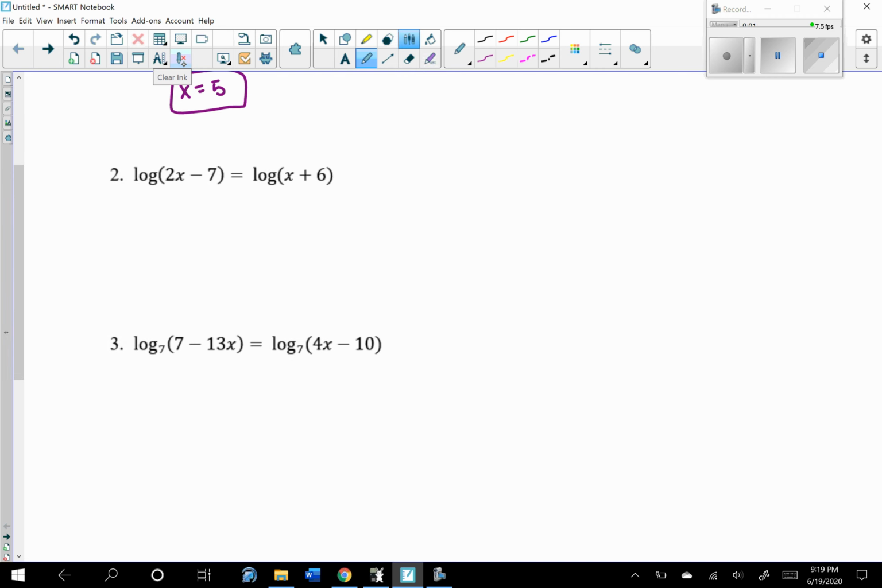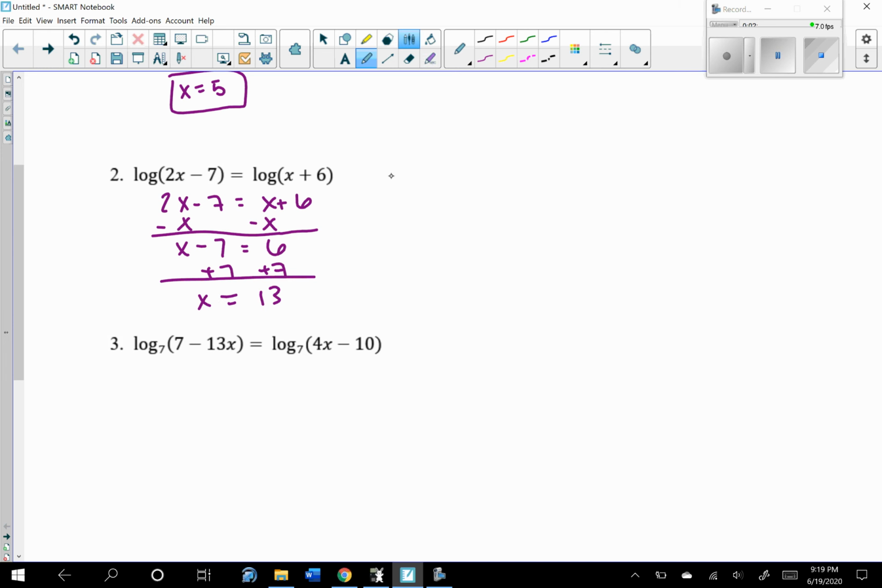Looking at question 2, same thing. We have log base 10 equals log base 10. Remember, it's 10 when it's not written. So 2x minus 7 has to be equal to x plus 6. And so that means we want to combine our like terms. So subtract the x, and I get x minus 7 equals 6. Add the 7, and x is equal to 13.